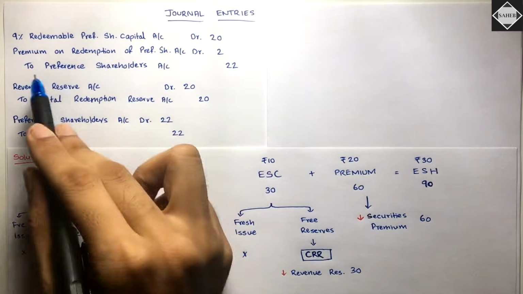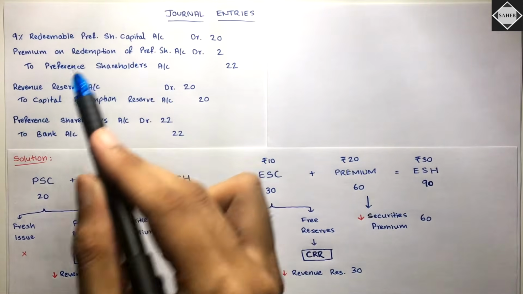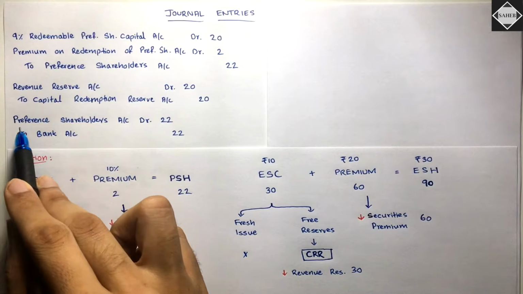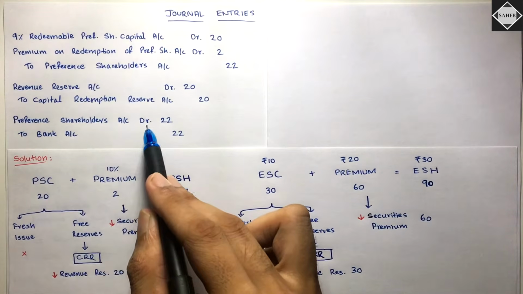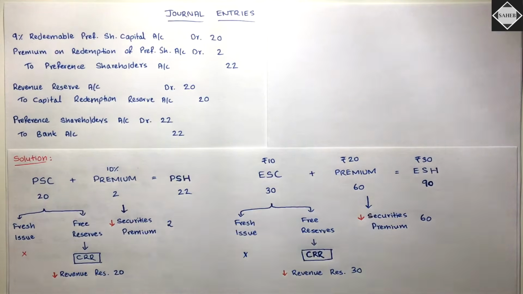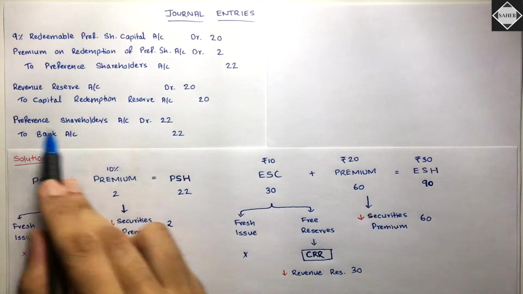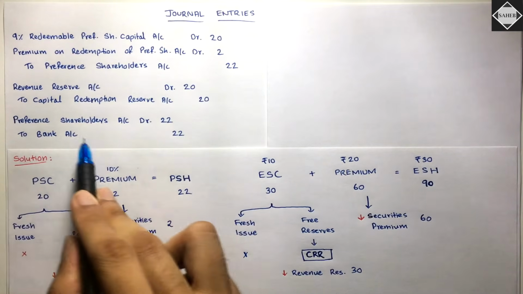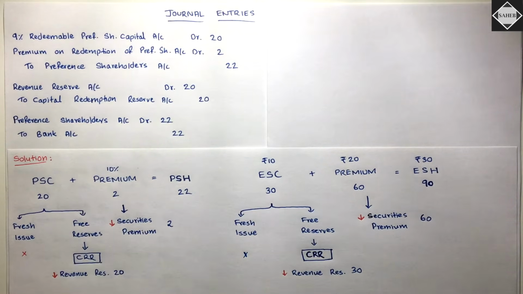Here you credited to preference shareholders. Now you will cancel that liability by debiting it. Preference shareholders account debit, because you are paying them off, so they can no longer exist in the books. So you are debiting and cancelling them off to bank account 22 lakhs. Is it clear? Simple. Next we have to see buyback.